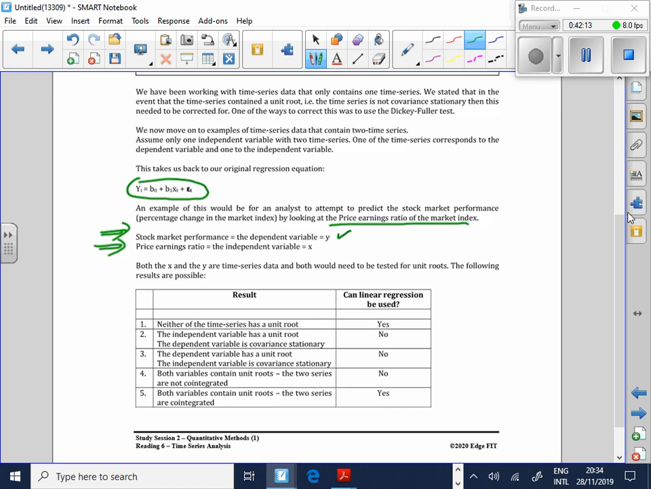Now let's have a look. Neither of the time series, the X nor the Y, has got a unit root. What would you say? Brilliant. Otherwise, the independent variable has got one, or the dependent variable has got one, or both of them have got one. Problem, and problem. I can't use linear regression.